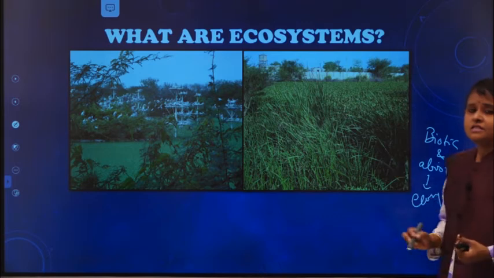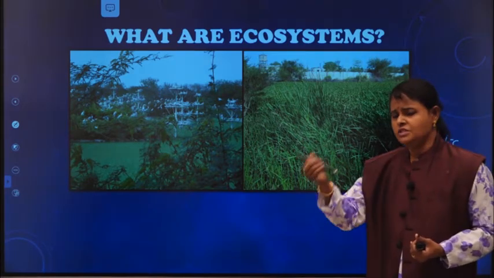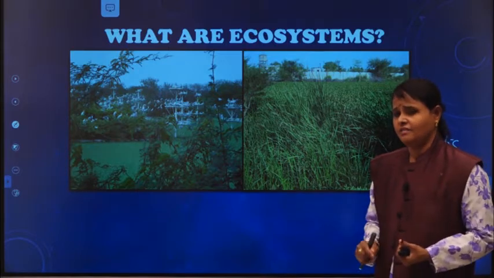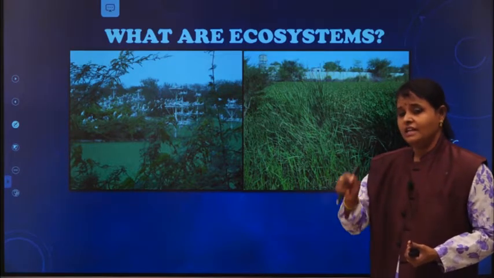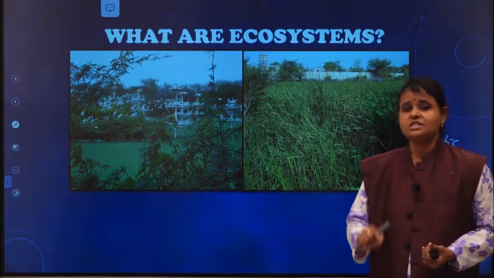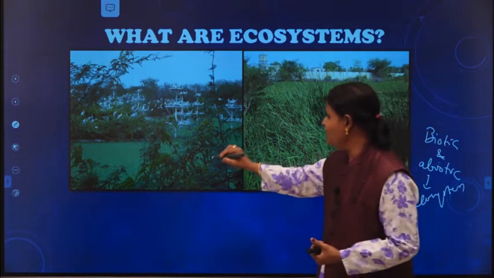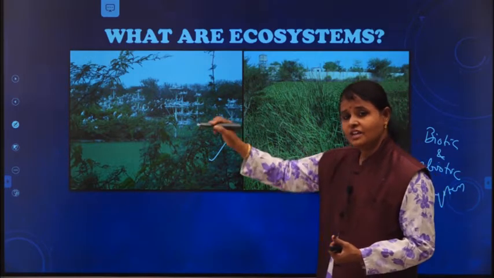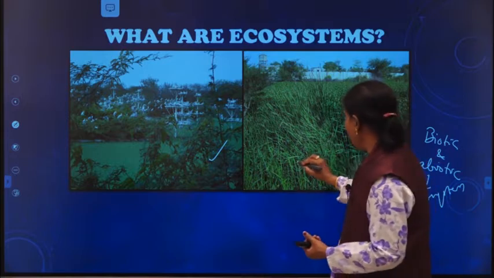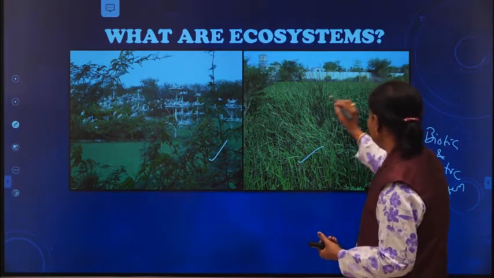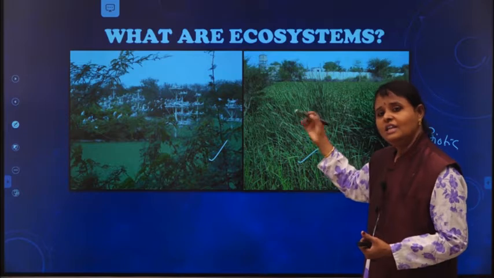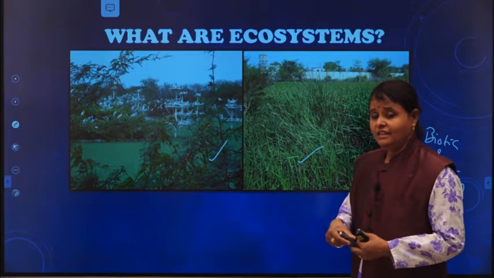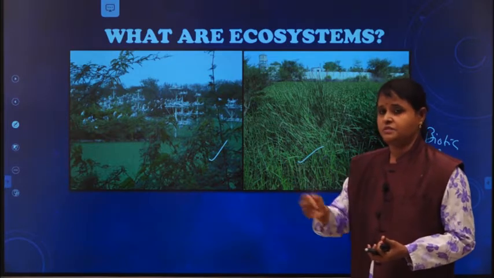You can take any place, maybe forest, tree, grassland, anything. If there is an interaction between living and non-living components, it's an ecosystem. So here you can see birds, they interact with each other and also with the environment. It is an ecosystem. Here you can see grass and some species which depend on each other and also on the environment. It is an ecosystem. In any place you can give an example for ecosystem.